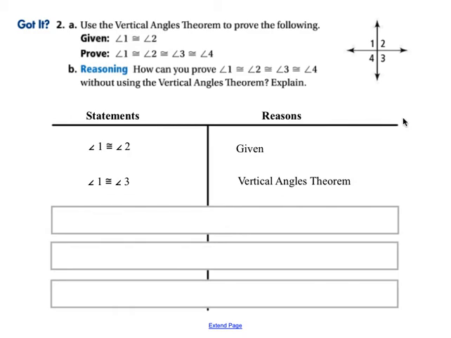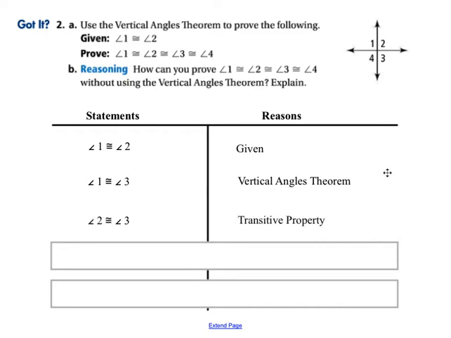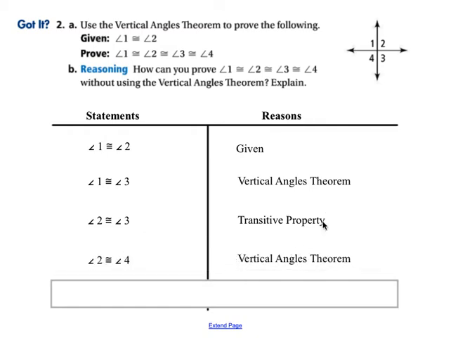So we know 1 and 2 are equal. We can say 1 and 3 are equal because they're vertical angles. So if 1 and 3 are equal and 1 and 2 are equal, these two are equal to the same thing, so now we can say 2 is congruent to 3 by the transitive property. But now if we have 2 is congruent to 3 and 3 is congruent to 1, we can go ahead and say 2 and 4 are equal. Those again are vertical angles.